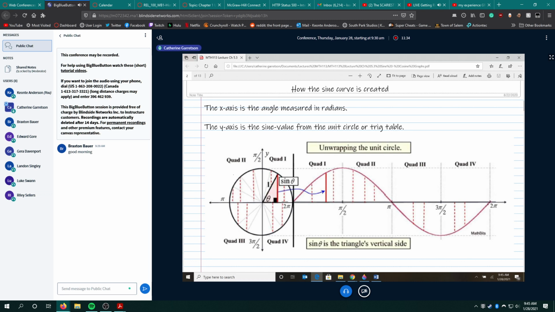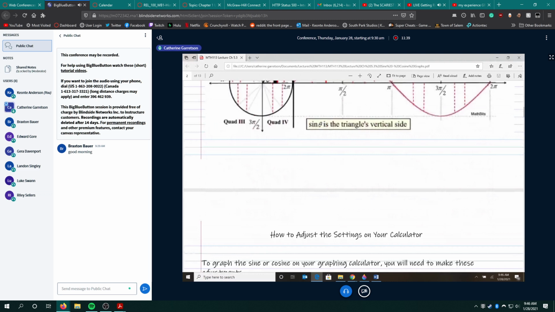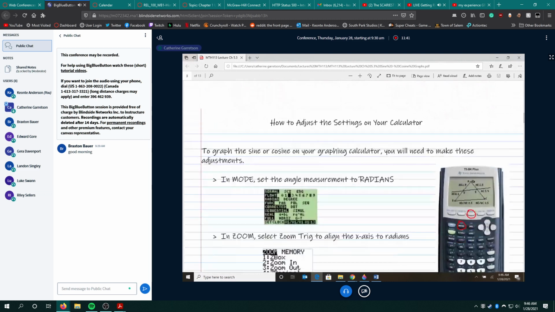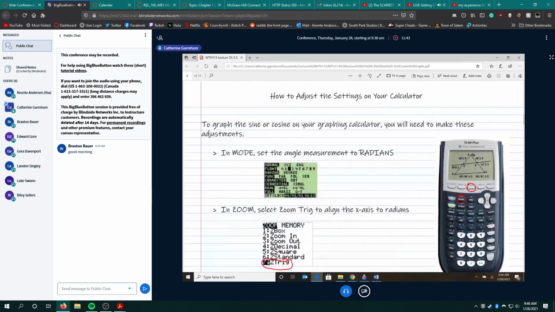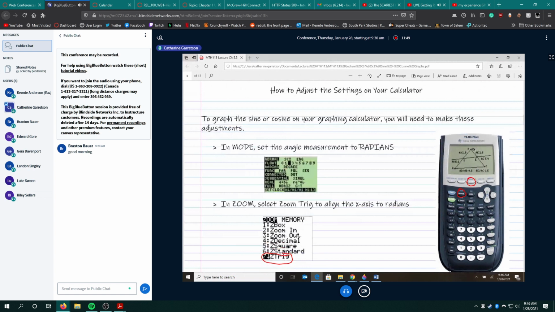So that is your sine. Your basic sine curve is taking the values off the unit circle. But now let's look at how I can use the calculator to graph this for me.